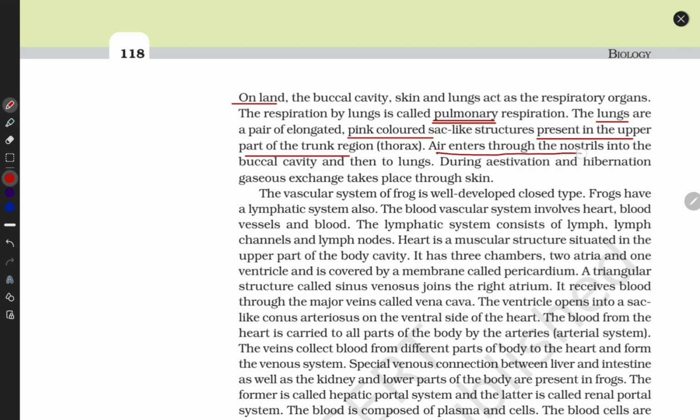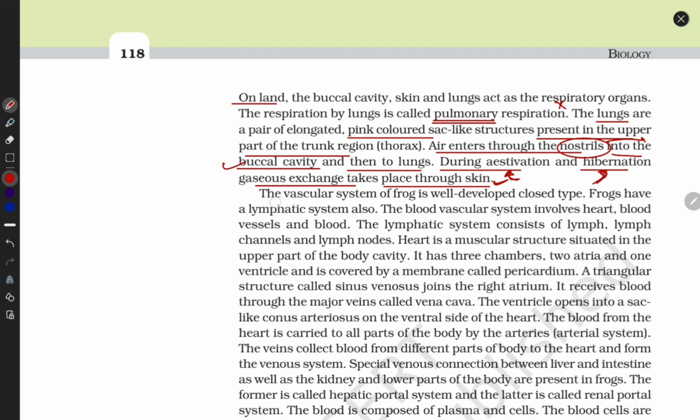Air enters through the nostrils into the buccal cavity. Like us, they take air with the help of nostrils, and this air goes towards the nasal cavity or buccal cavity and then goes towards the lungs. Alright? During estivation and hibernation, the summer sleep and the winter sleep, gaseous exchange takes place through the skin. During these periods they don't perform pulmonary respiration, they perform cutaneous respiration.